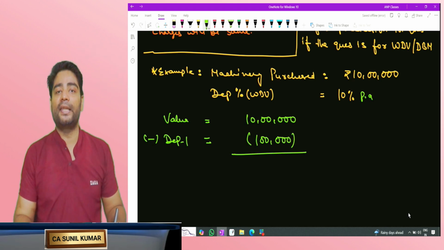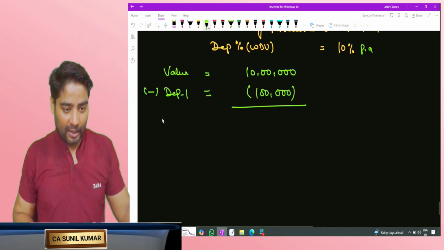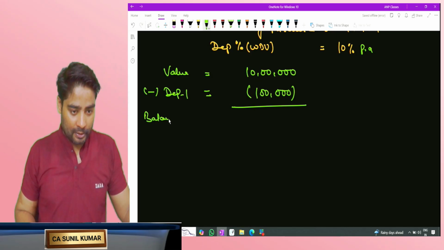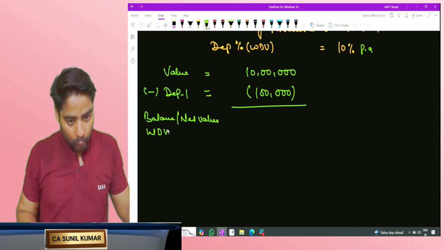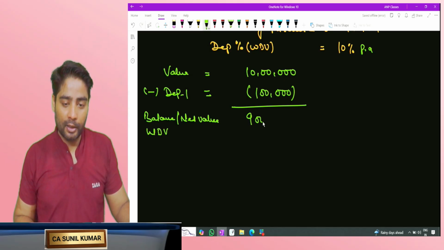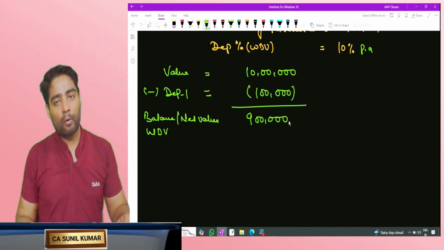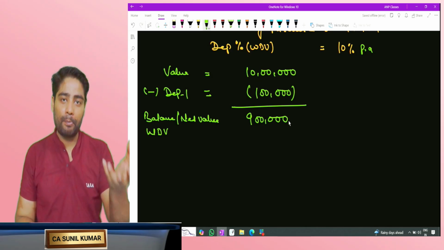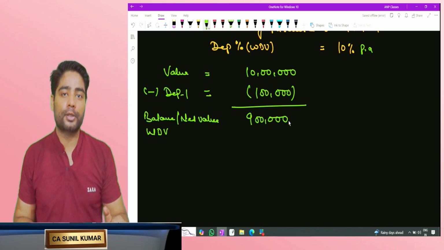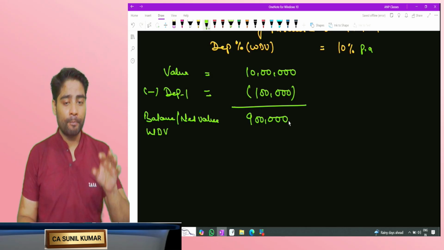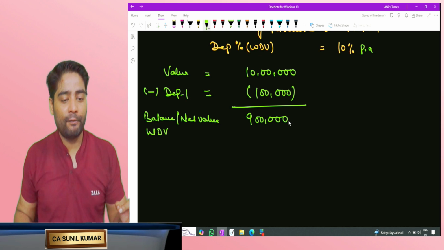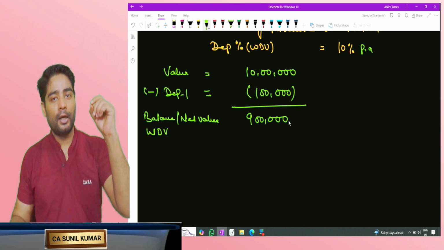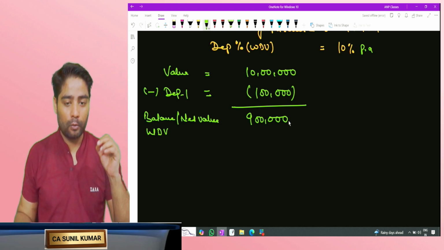And what is the balance of my asset? Sir, my asset balance, or I can say net value, or I can say written down value. This value is the written down value. So what is the written down value? Sir, when you deduct depreciation from the original cost, the balance amount, I can call it net value, balance value, or WDV, meaning written down value.